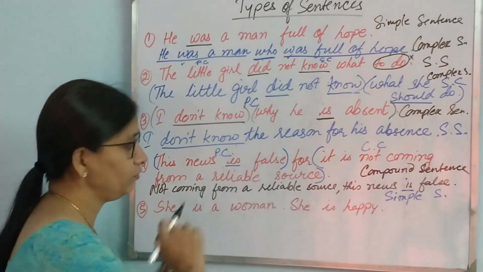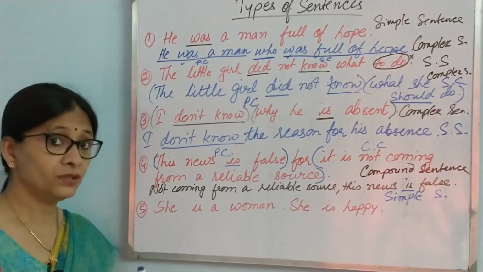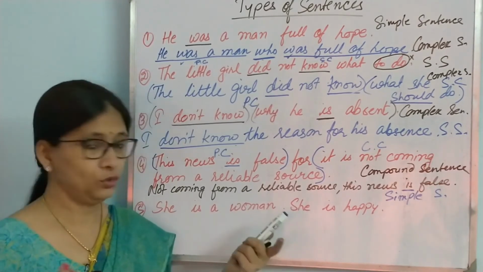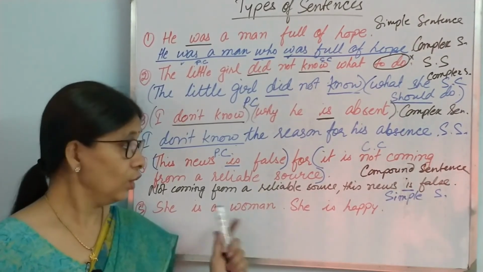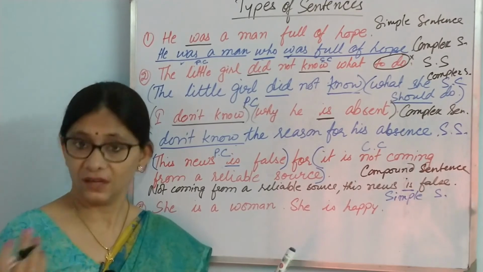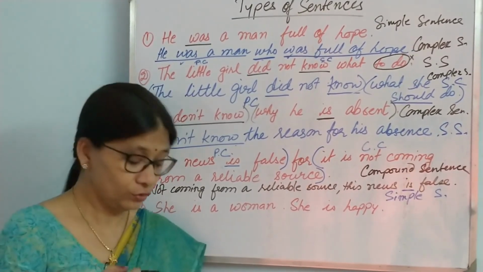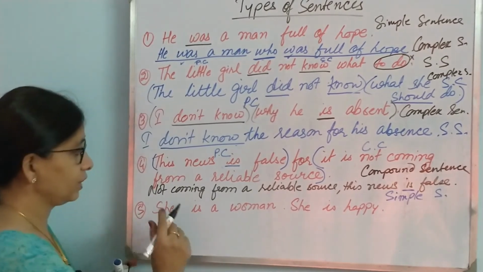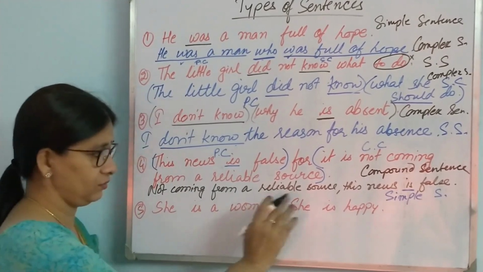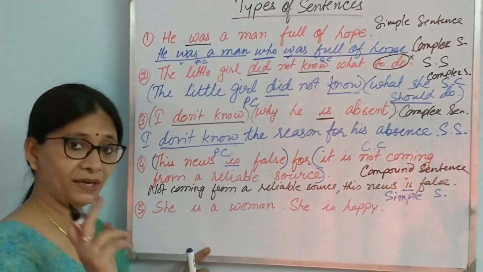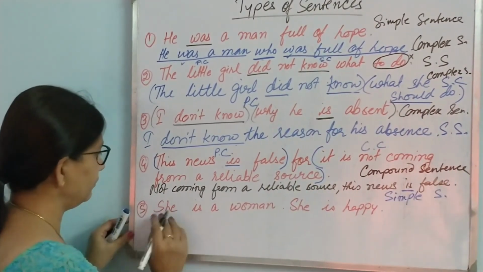She is a woman. She is happy. Now, the question may be, join the two sentences using and, but, whatever. Or make these two sentences a single simple sentence or a complex sentence. So, how can we do the change? Let us see. She is a woman, she is happy. Both these sentences are simple sentences, two simple sentences. Now, if we make it into one simple sentence, what can it be?